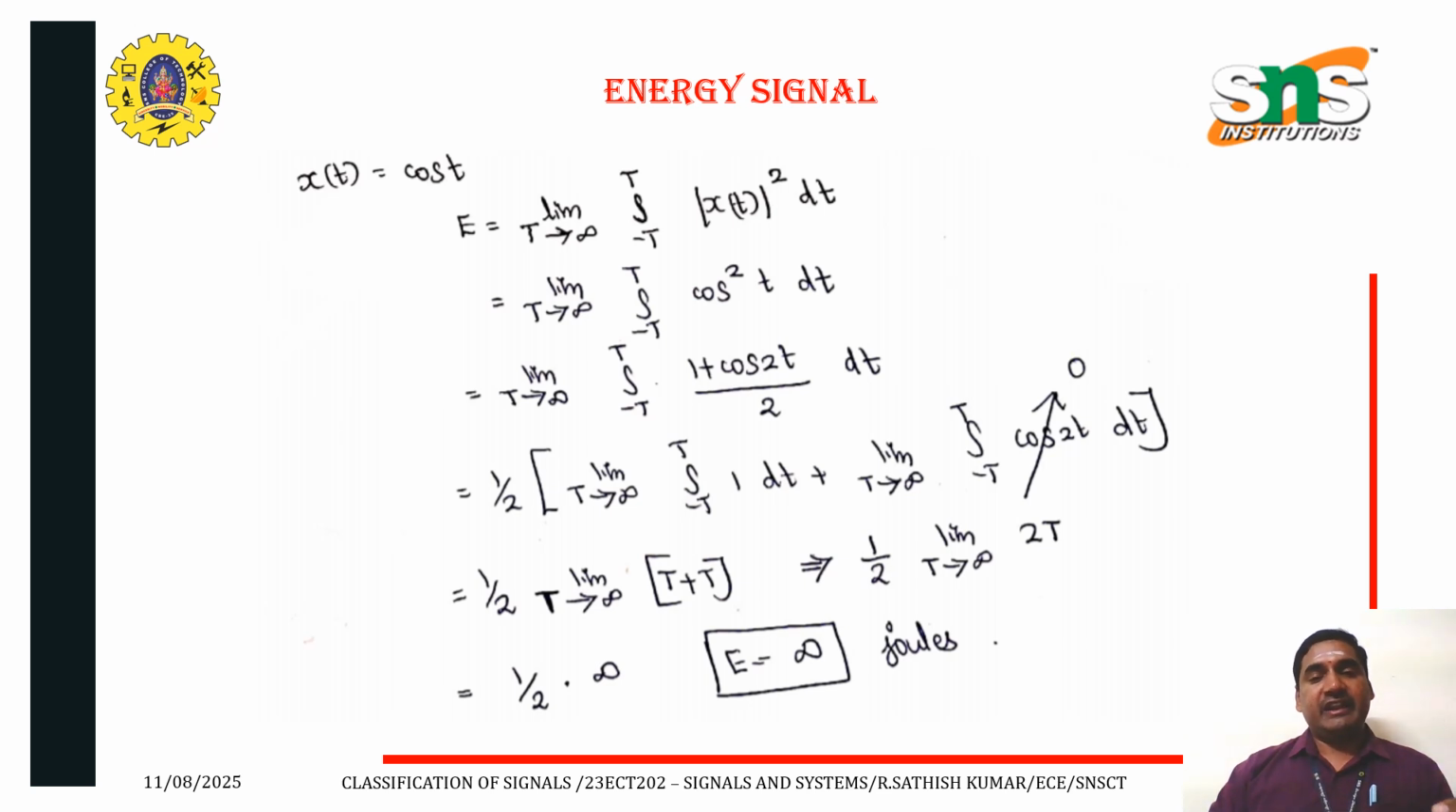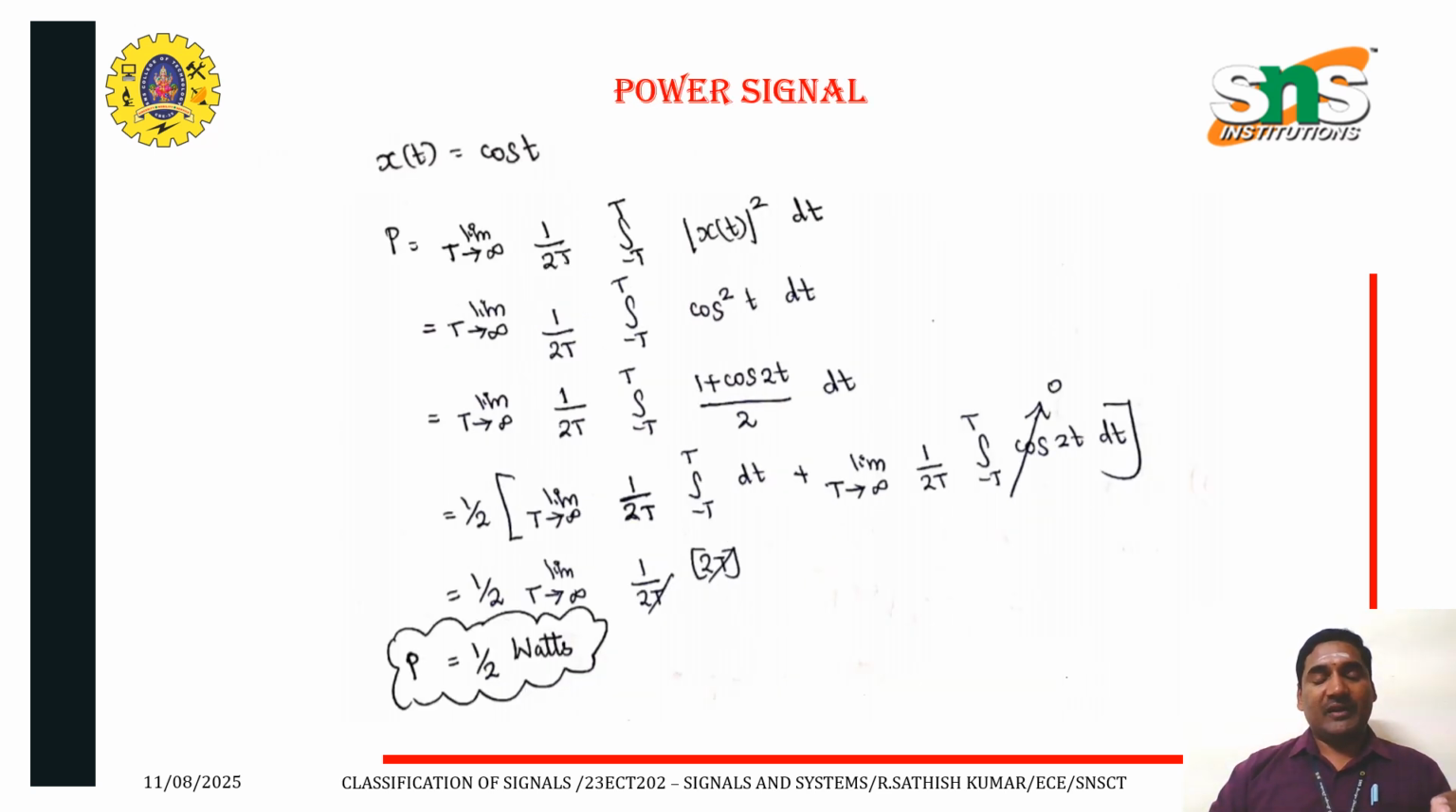Similarly, for the power of the signal, P is the limit as T tends to infinity of 1 by 2T times the integral from minus T to plus T of x of t the whole square dt. Cos t is already given, and cos square t is represented as 1 plus cos 2t by 2. We can split into two terms. Finally, integration of a full cosine wave is equal to 0. We get 1 by 2T into 2T, and 2T gets cancelled. Therefore, P is equal to 1 by 2 watts.